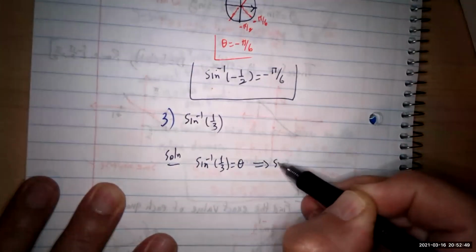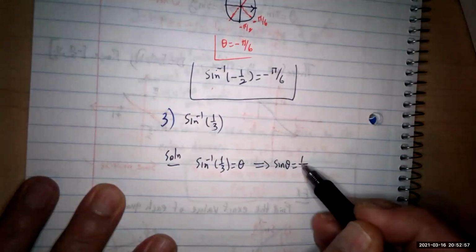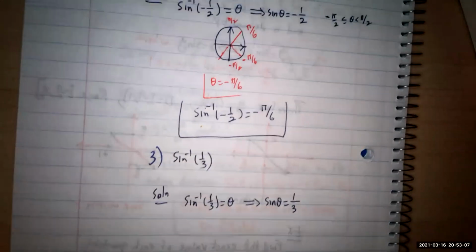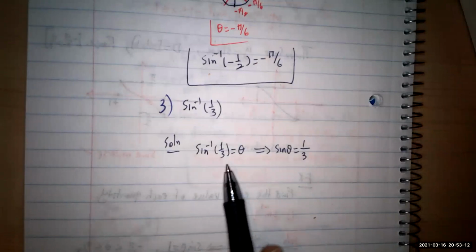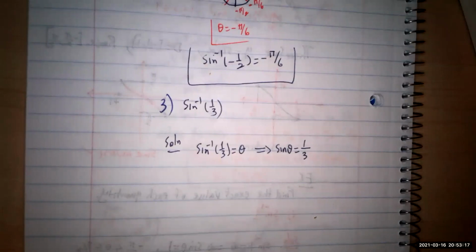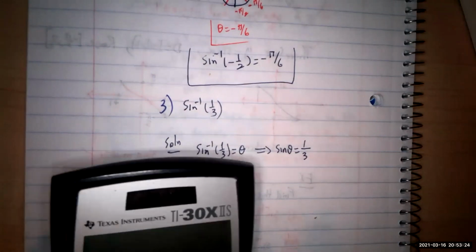Then you switch it, that gives you sine of theta is equal to 1/3. Then you have to use your calculator for this type of number. If they ask for the value, you go to your calculator, and you know that the sine inverse notation is already given to you on your calculator.